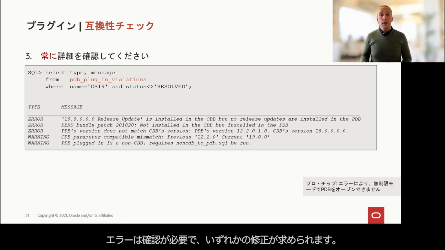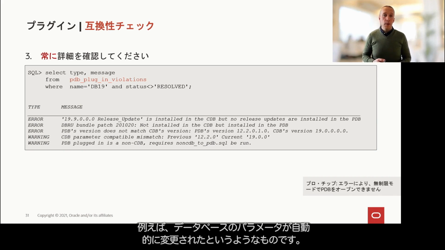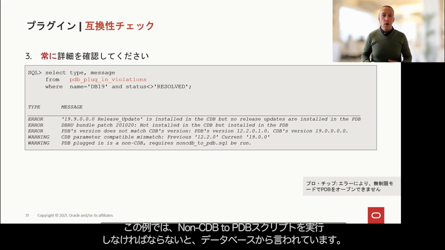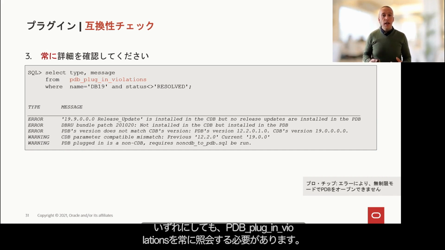Now, errors is something that you must definitely look at and fix one way or the other, whereas some warning messages are more like informational messages. It could be a database parameter gets automatically changed, or in this example here, I'm told by the database that I have to run the non-CDB to PDB script, but I already know that. But anyway, you should always query the view PDB plugin violations.